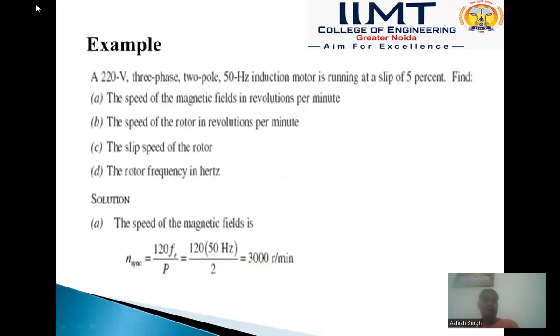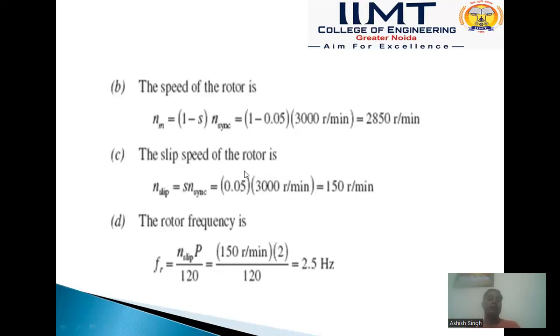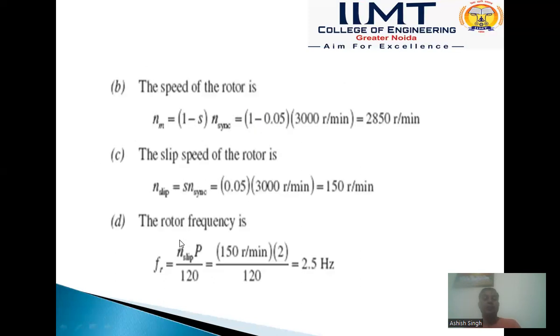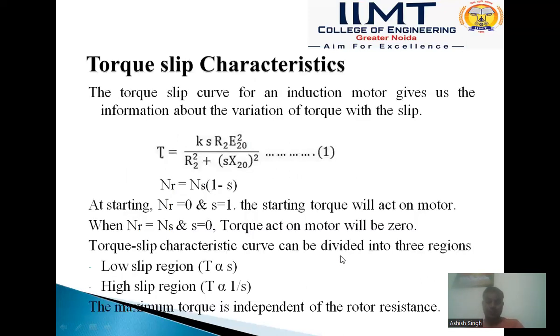And the D part is the rotor frequency of the induction motor. The formula for rotor frequency is Fr equals S into F. We have the value of S, that is 0.05, and F equals 50 hertz. After putting these values, we get Fr equals 2.5 hertz. Hope the concept of slip is clear now.